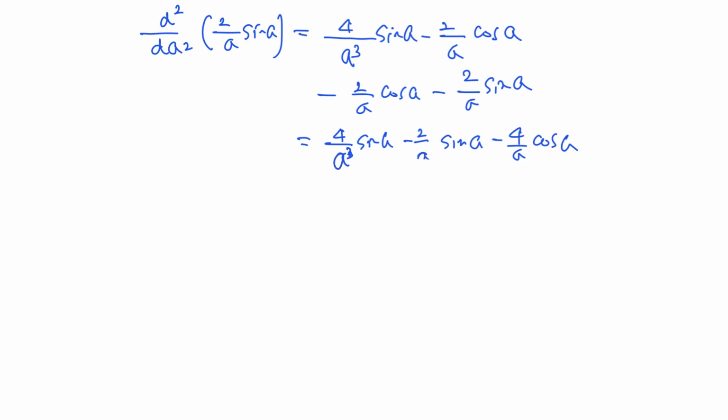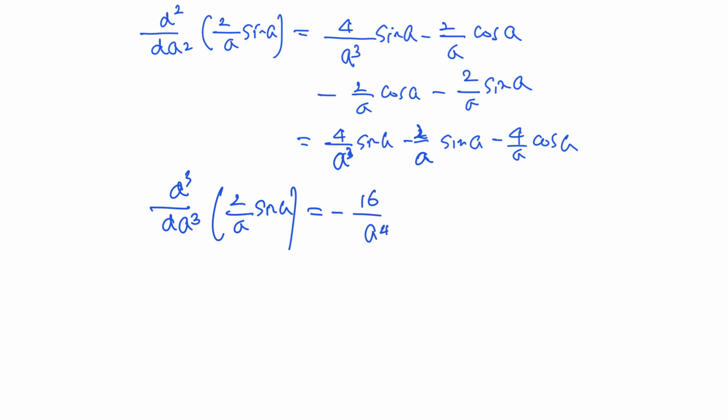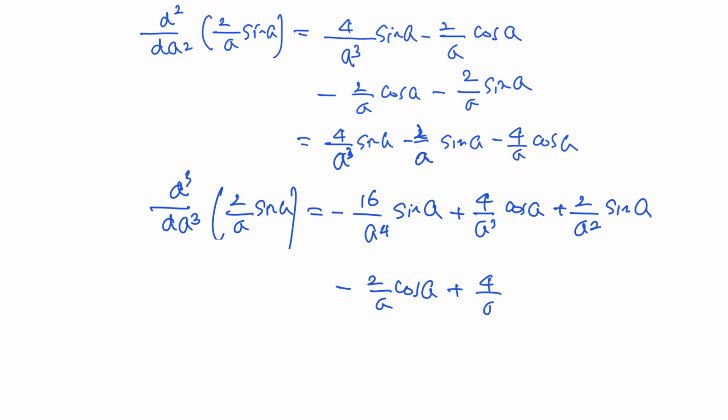Let me see, right? So if we differentiate once more, we get minus 12 over A 4 sine A plus 4 over A cube cosine A plus 2 over A square sine A minus 2 over A cosine A plus 4 over A square cosine A plus 4 over A sine A.